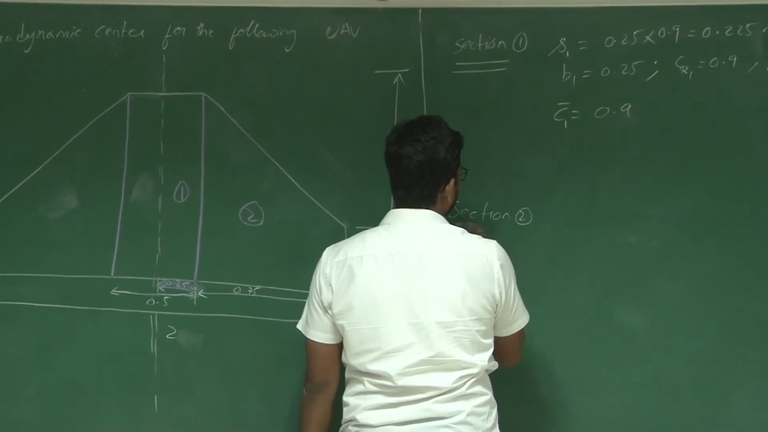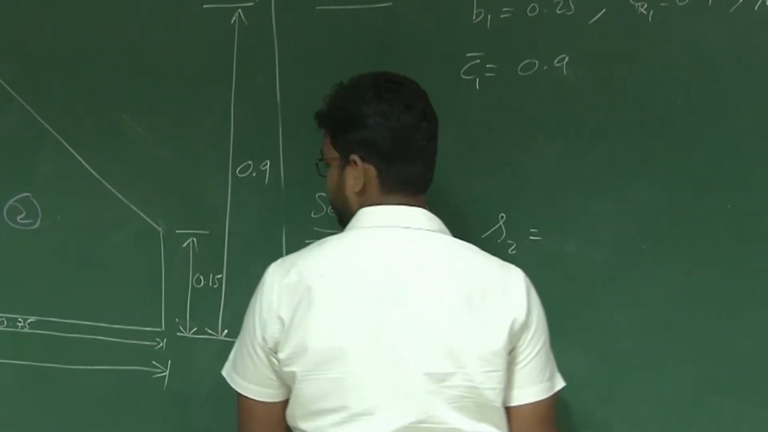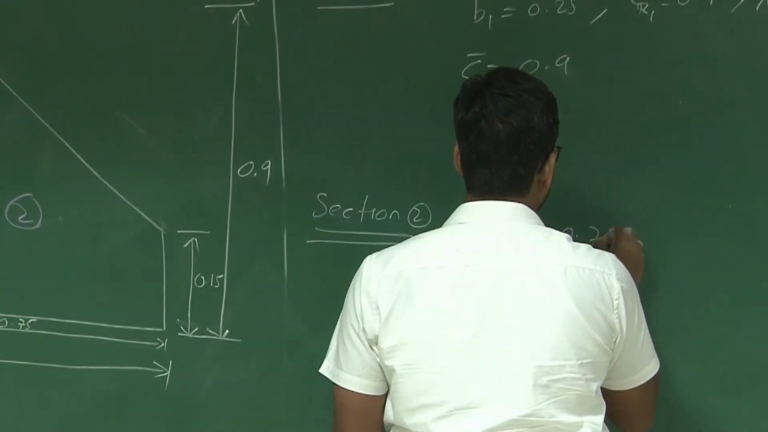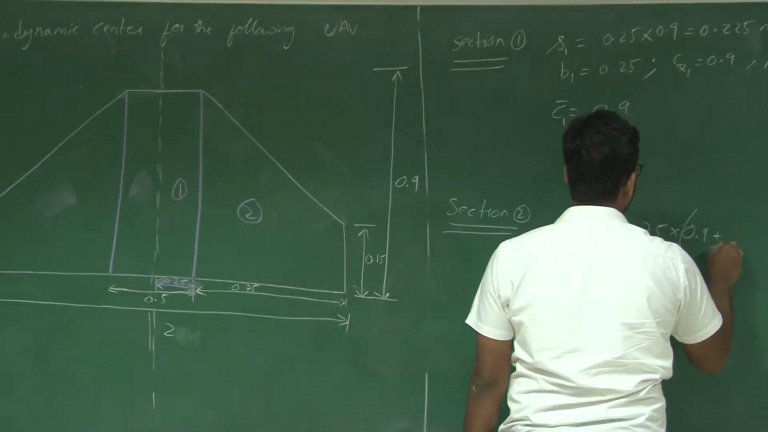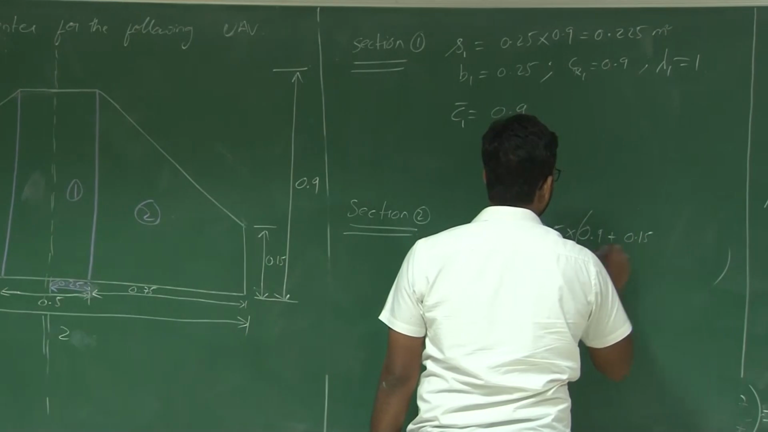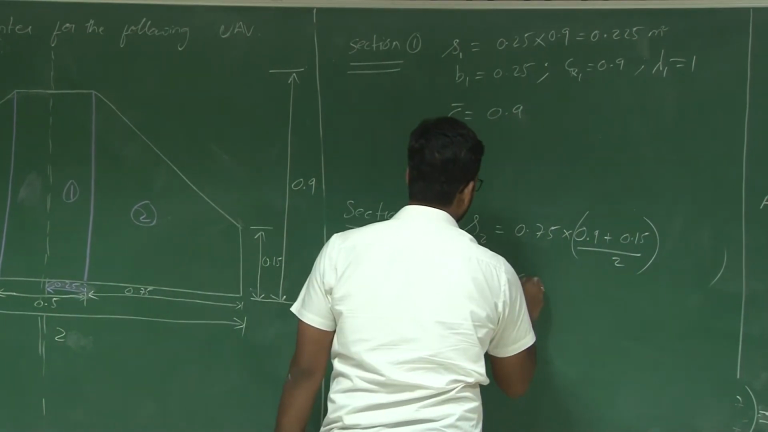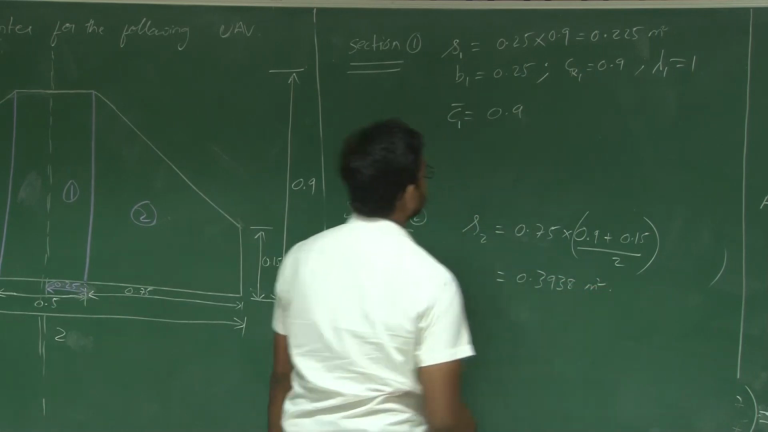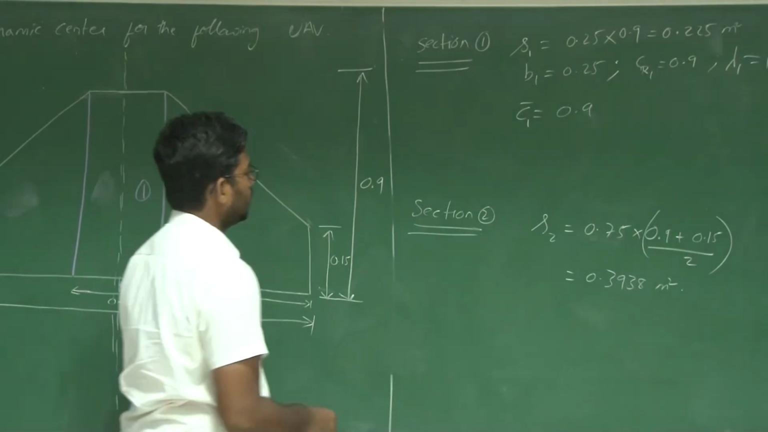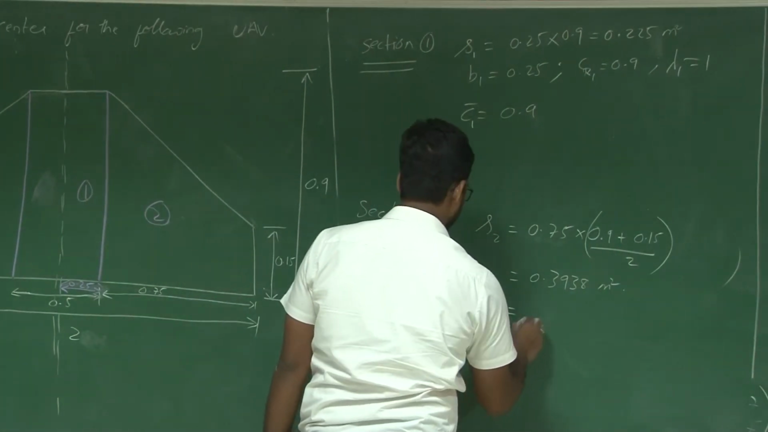Section 2. So S2 is equal to 0.75 into 0.9 plus 0.15 divided by 2. This is equal to 0.3938 meters square, right? And B2 is 0.75.